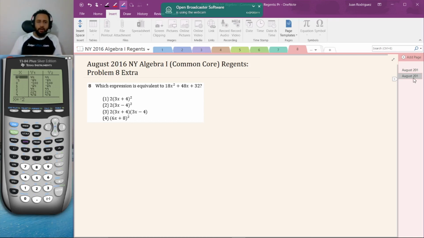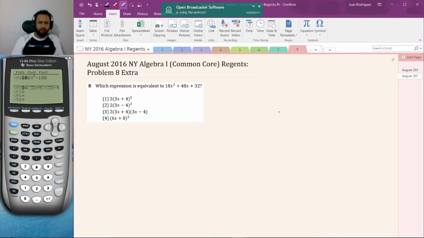Look out for those. So here's the problem. Is this polynomial 18x squared plus 48x plus 32 equivalent to any one of these? Now, I do see just a quick thing. I know that if I square 6x plus 8, I get 36x squared, so I know that I'm not going to get choice 4. That's a quick elimination of one of the answers. Even if I don't know how to solve this question, I have a 1 in 3 chance of getting it right, as opposed to before where if I just made a wild guess, it's 1 in 4.